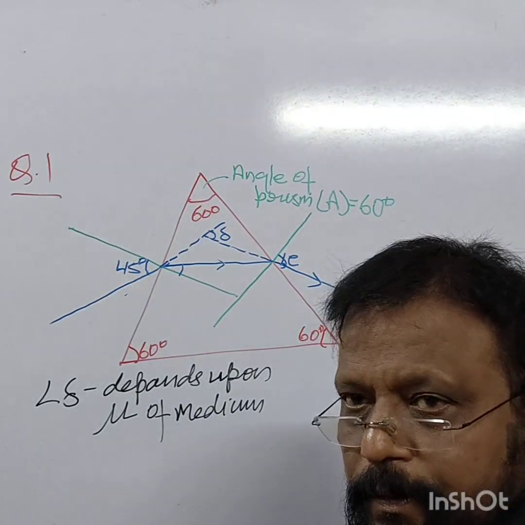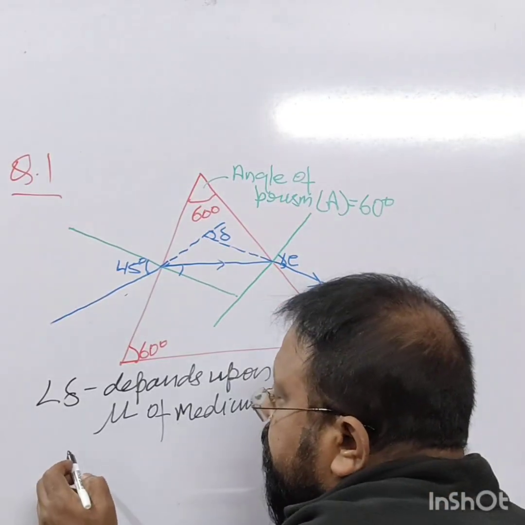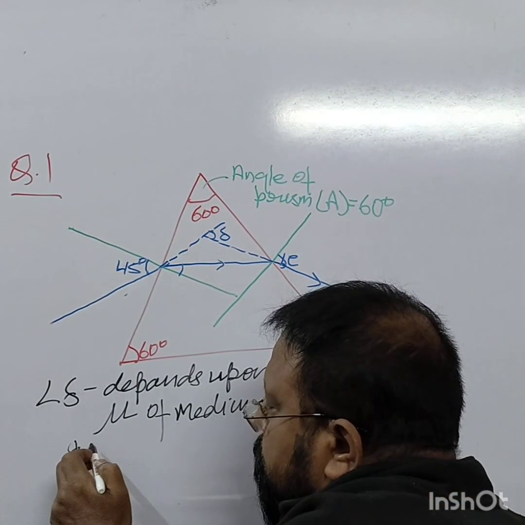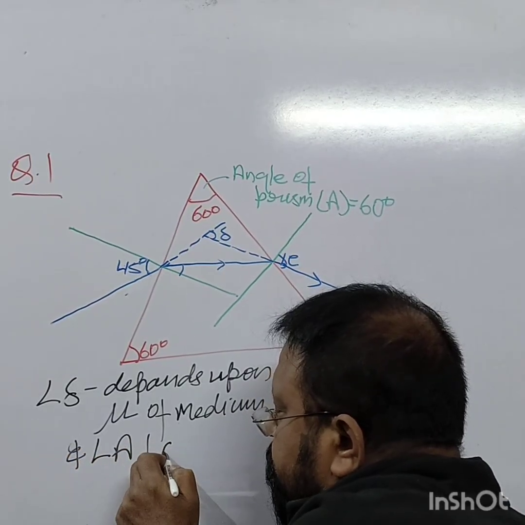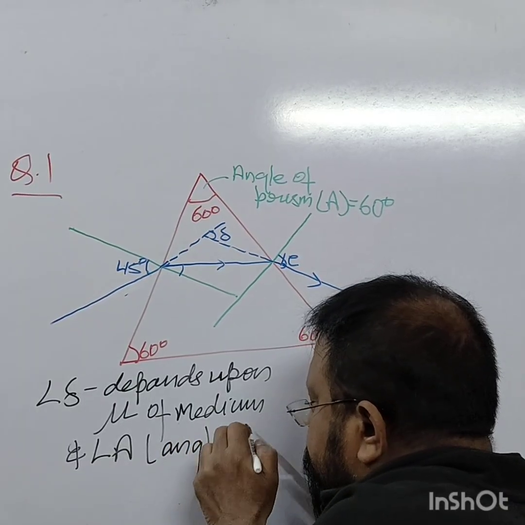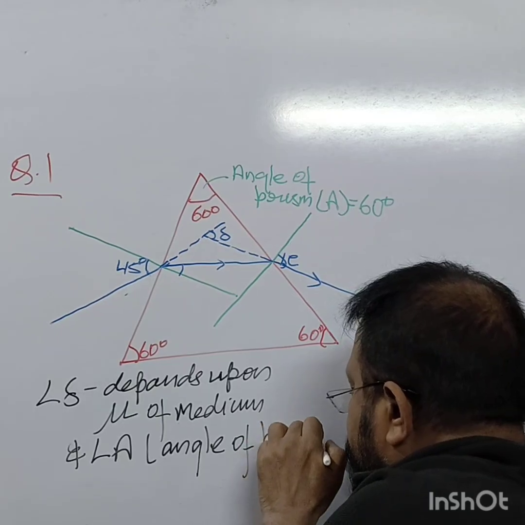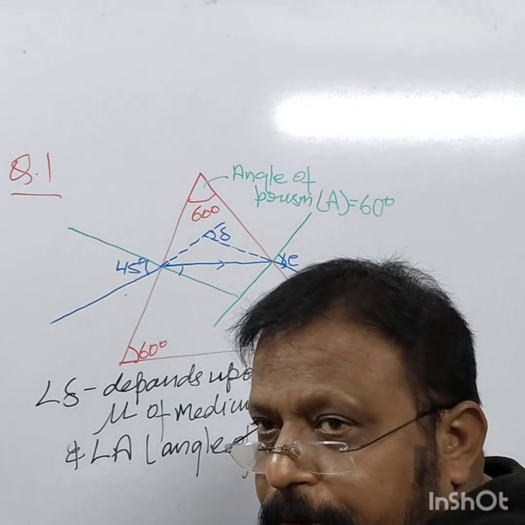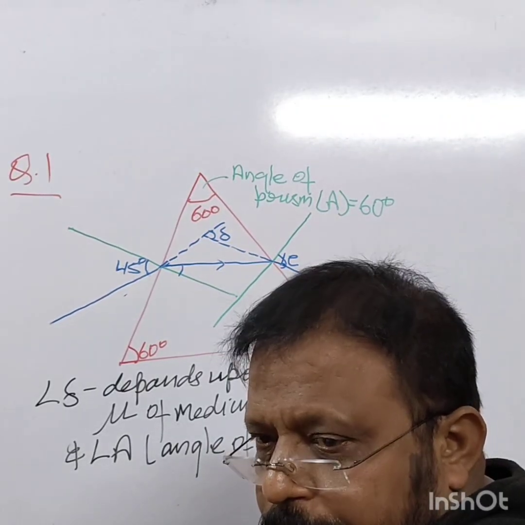Right? Angle of prism. And second, angle of prism. What else? What else is it asking? Tell me faster, na? Complete the ray diagram and tell the two factors on which it depends.